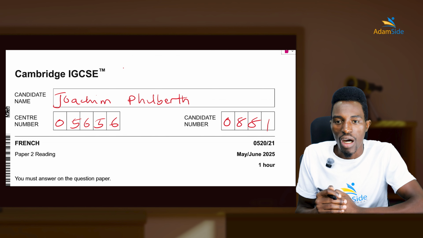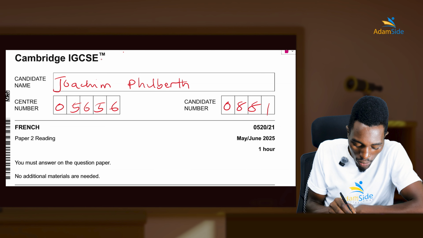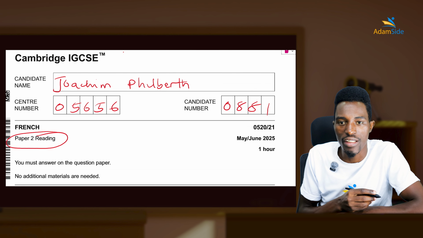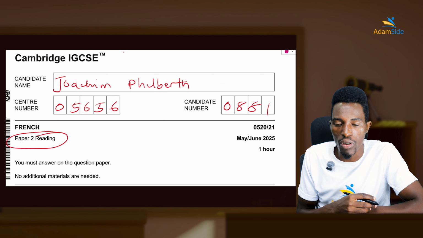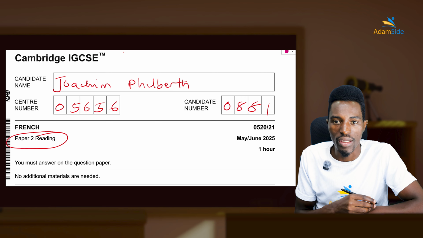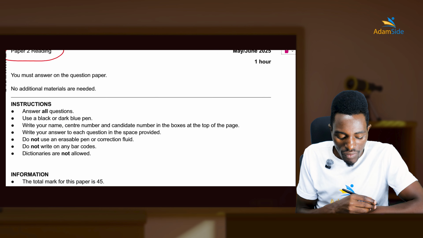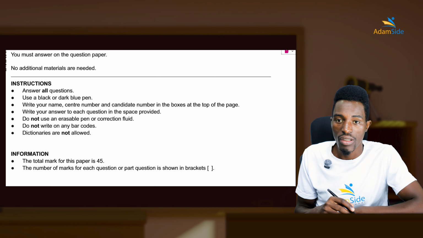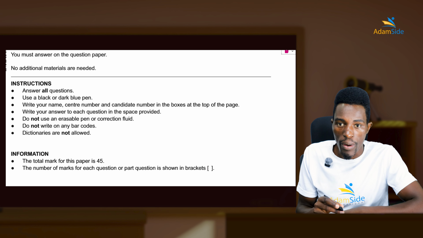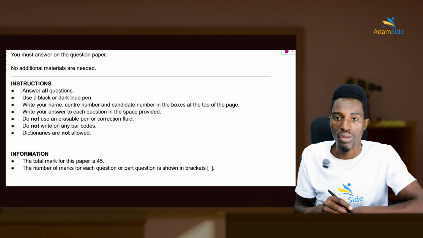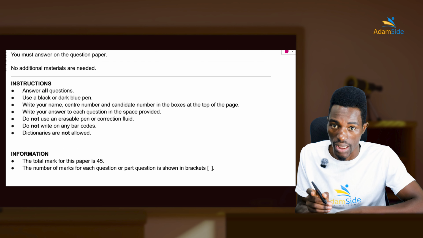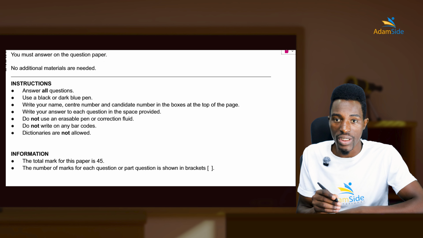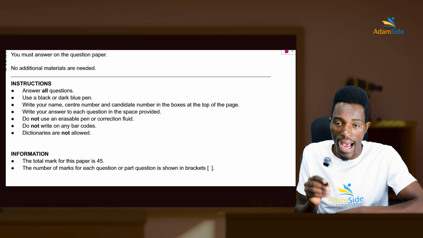After that, as I said, we are going to do a French reading paper. Before we go on to the questions, we need to see what the instructions of this paper are. The instructions say: answer all questions. Make sure that in this paper you answer all questions. We don't have an option question, so make sure that all questions have been answered.